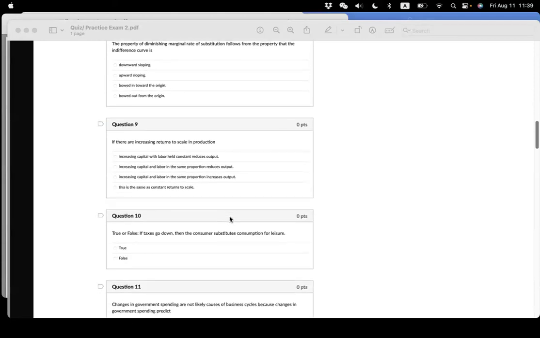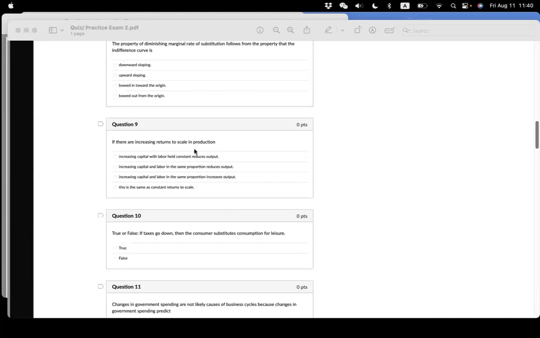Now, question 9. If there are increasing returns to scale in production. So that means increasing capital and labor in the same proportion will increase output. So this is increasing returns to scale. Usually in this class, we assume constant returns to scale. Meaning, if you increase capital and labor in the same proportion, right? And then you're going to increase output in the same proportion. Right? But here it says increase, right?